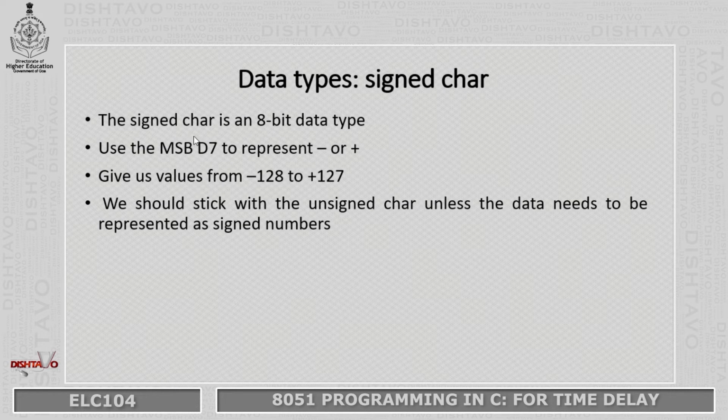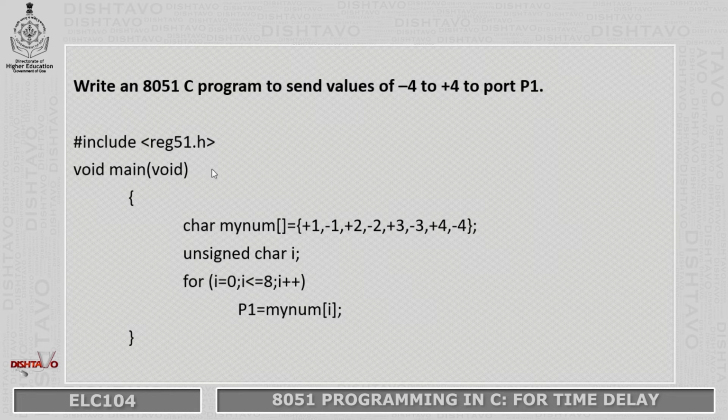The next one is data types, which is signed character. The signed character is an 8-bit data type and we use the MSB. So D7 is used to represent whether the number is negative or positive. So you can go from -128 to +127. We can't go beyond +127. So we should stick with unsigned char unless the data needs to be represented as signed numbers. So please do not use signed char if you are trying to stick with positive numbers; use unsigned char.